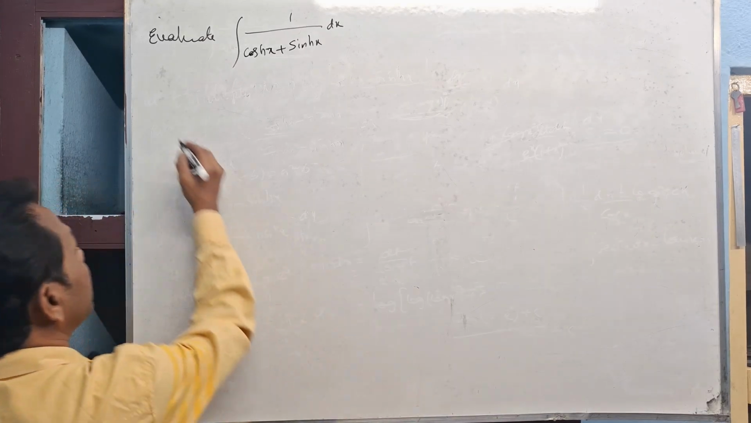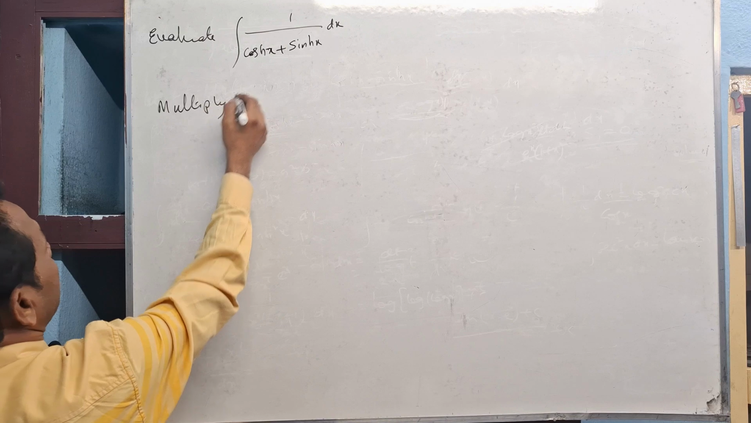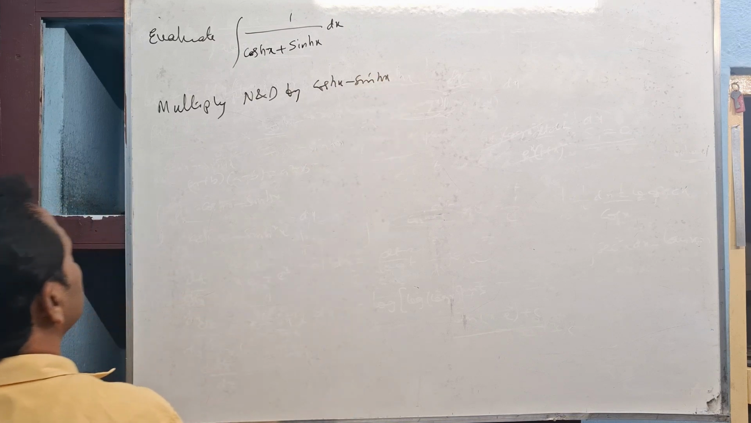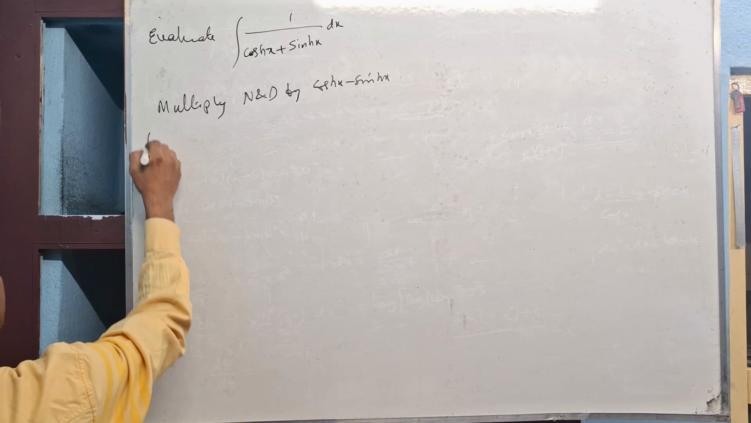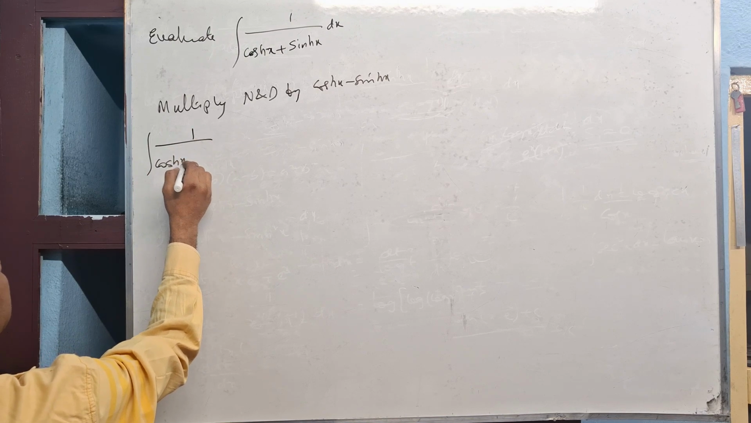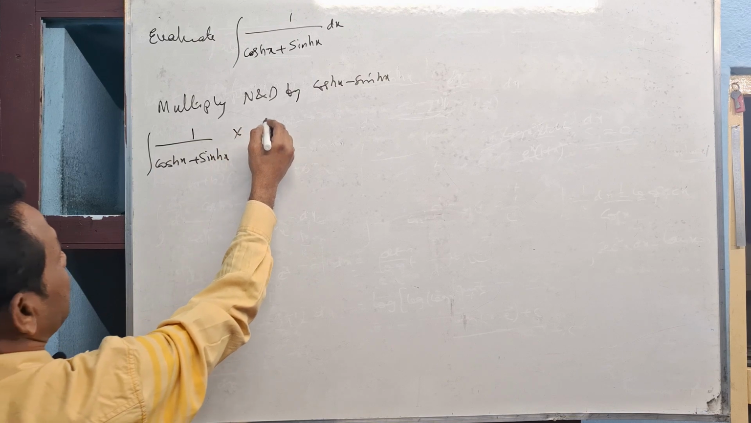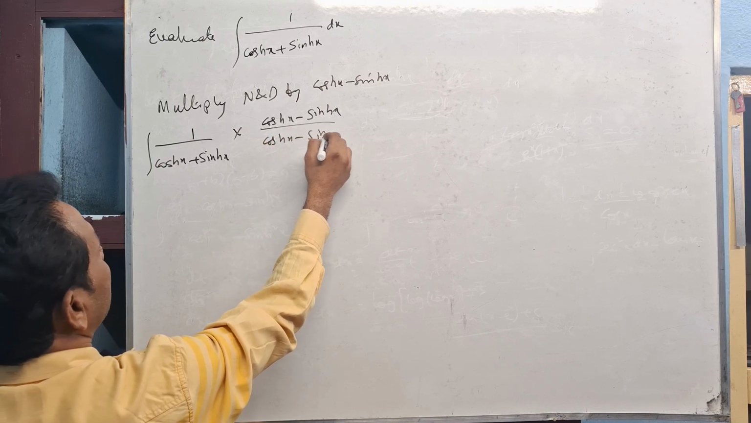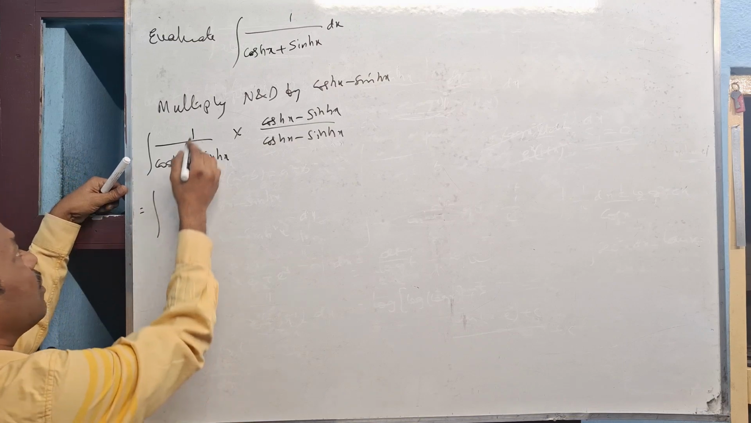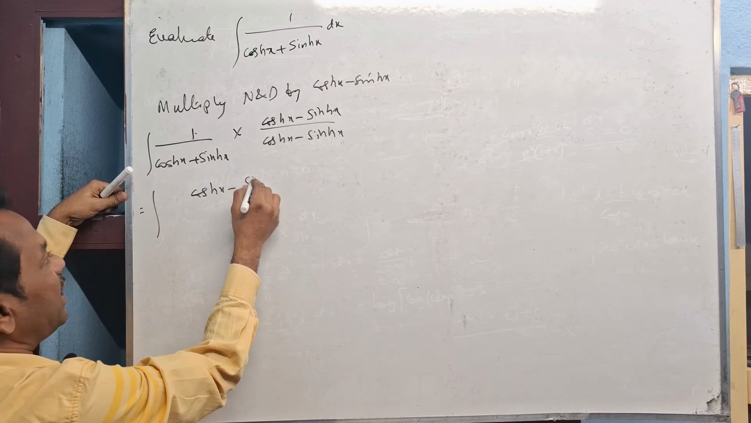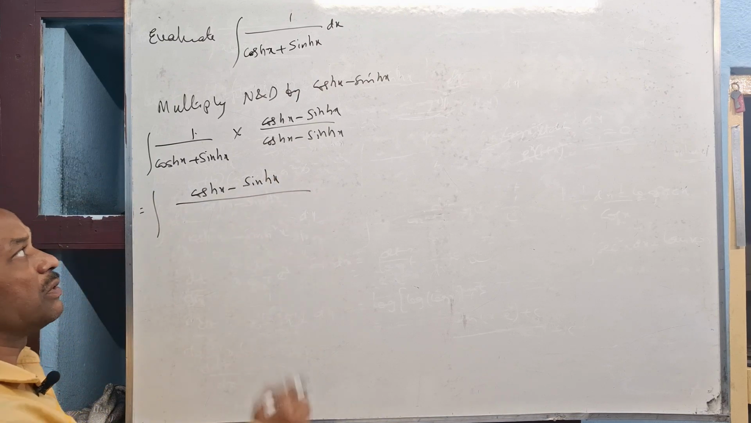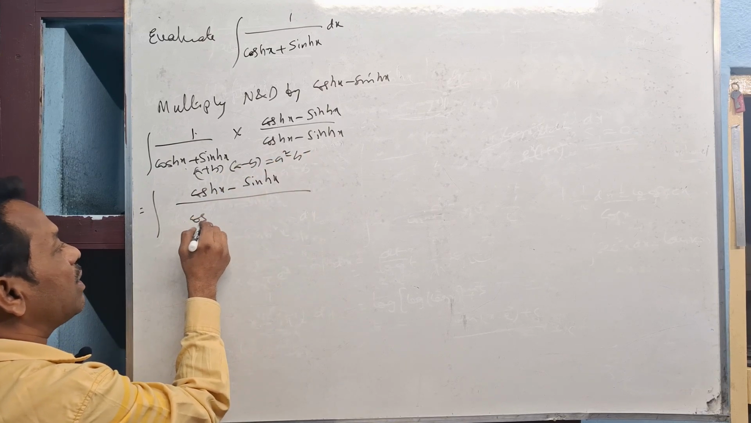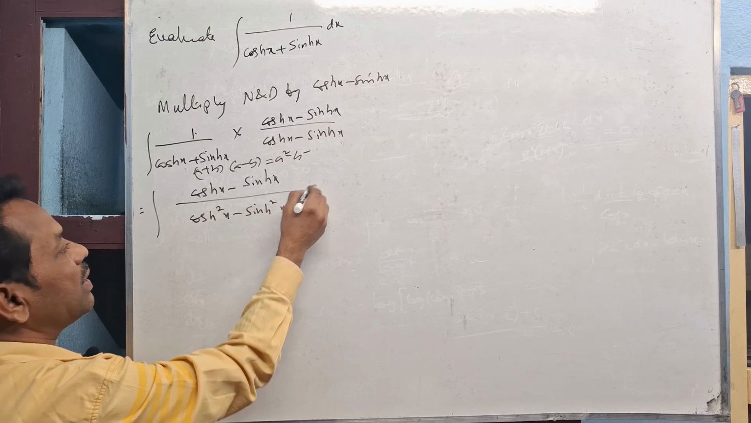But in this question, let us multiply numerator and denominator by cos hx minus sin hx. So let me take the question. My question is integration of 1 by cos hx plus sin hx, multiplied with cos hx minus sin hx by cos hx minus sin hx. So what will we get here? 1 into this thing will give the same thing, cos hx minus sin hx, divided by, look at the denominator, this is of the form a plus b into a minus b. So we'll get a square minus b square. So here we'll get cos h square x minus sin h square x dx.